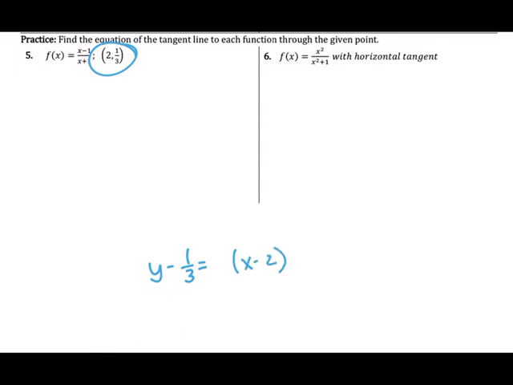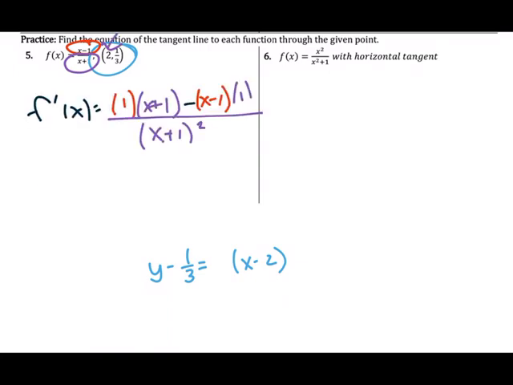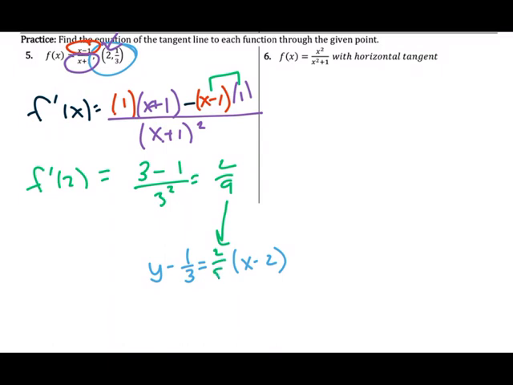And why don't you go ahead and pause the video and use the quotient rule to find the slope, and then evaluate that slope when x equals 2. And then unpause the video and see how you did. So here's our derivative, and now we're going to evaluate that when x is 2. So when I plug 2 in, this is going to become 1 times 2 plus 1, which is 3. So 3 minus, over here, 2 minus 1 is 1, times 1 is still 1. So 3 minus 1 is 2 over 3 squared, so 2 over 9, and I'm going to fill our slope in with our equation of the line.